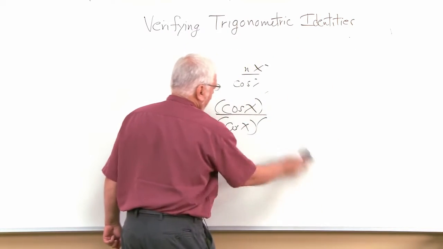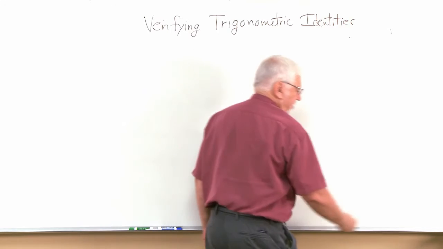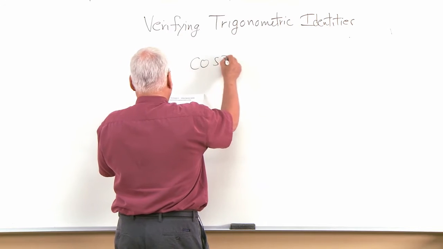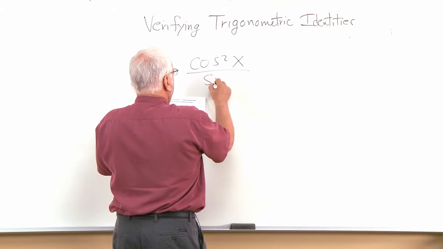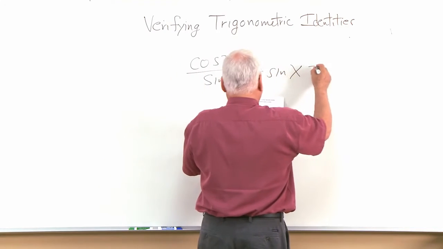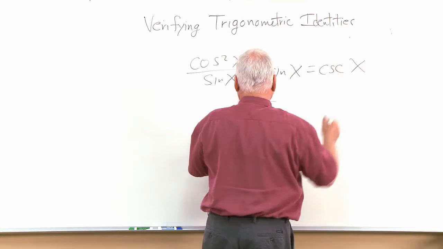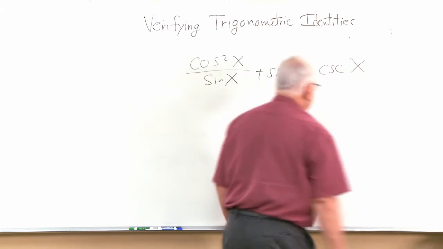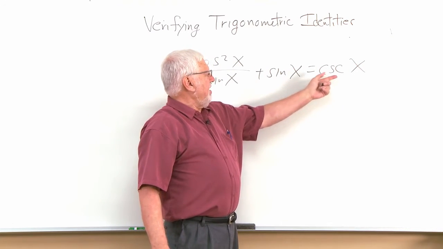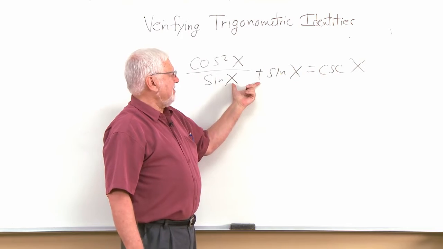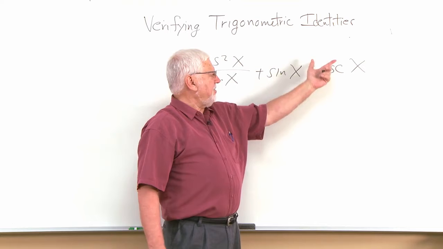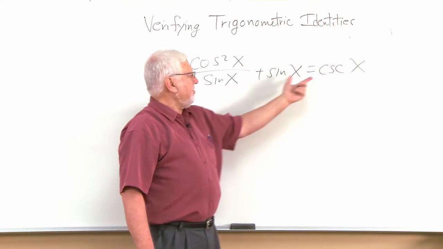That was a pretty straightforward one. Sometimes they get a little trickier. For another example here, I'm going to go with cosine squared x over sine x plus sine x equals cosecant of x. So let's try this one and see how it works. Now we're going to make this side look like that side, but that seems a little bit tough because this is really complicated. That's fairly simple. So you really try to make the complicated one turn into the simple one.